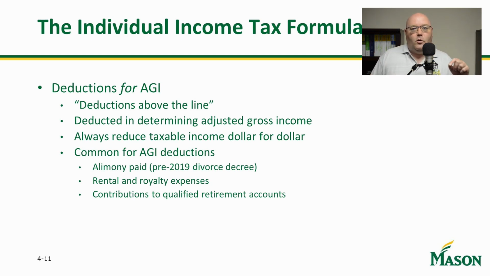But so what happens is that deductions above the line, and that's what this is, deductions above the line, are deducted in determining your adjusted gross income. Now, why is this important? Adjusted gross income is going to determine some of the deductions that you take from AGI, or below the line deductions. So you want to make sure that your adjusted gross income is calculated correctly.